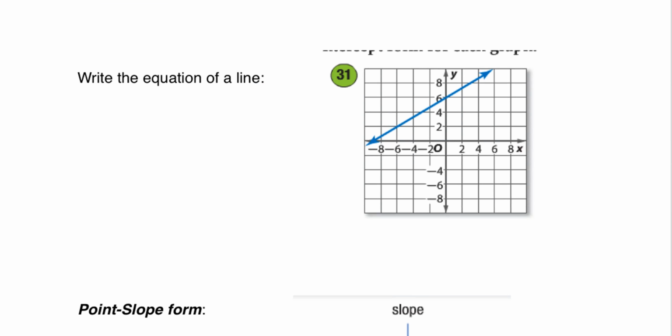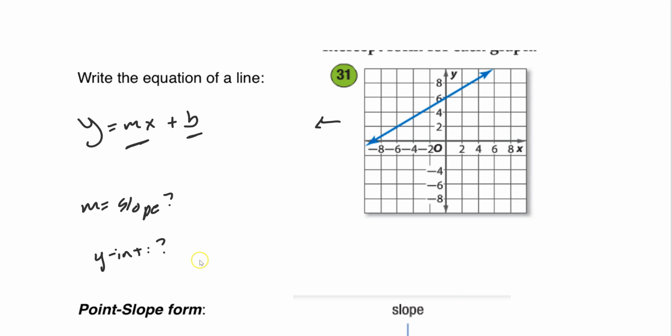How about when you go backwards? What if I give you a graph and I go, hey, what's the equation? So in this case, the easiest way to make an equation if I give you a graph is to use slope-intercept form. So all we gotta do is find two things. We gotta find the slope, and we gotta find the y-intercept.